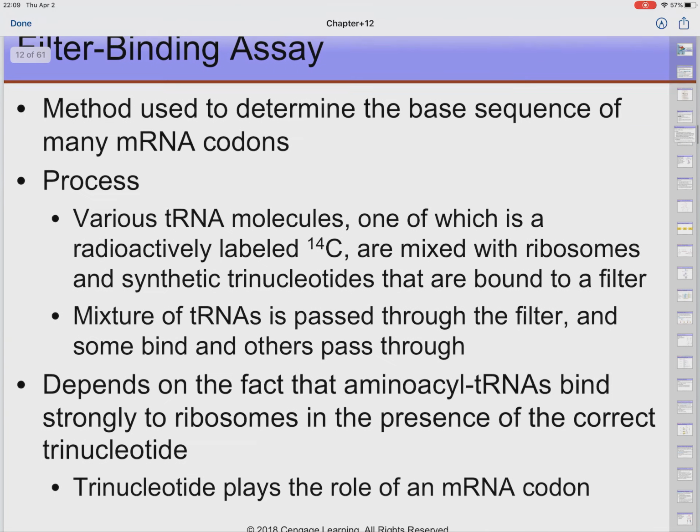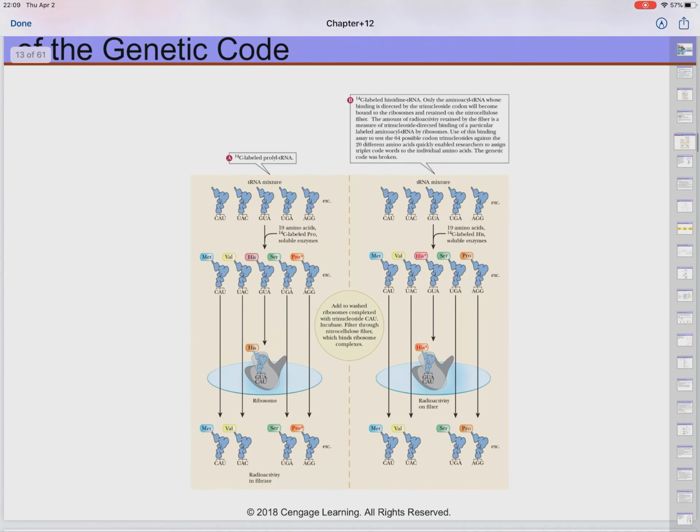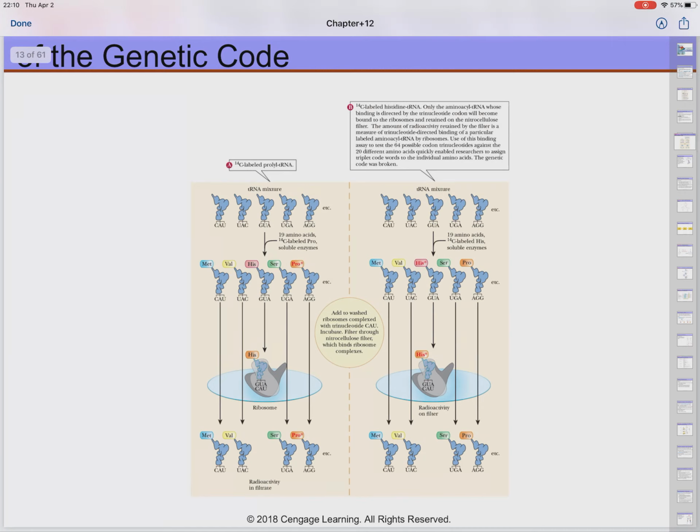How do we figure out what the actual three-digit codes are for all of the amino acids? I'm going to jump over to this slide here. They were able to affix a ribosome to some filter paper that had an artificial anticodon generated on it, a CAU. We associate it with a ribosome so that a tRNA will bind, and then we carbon-14 labeled one of the mixture of tRNAs.